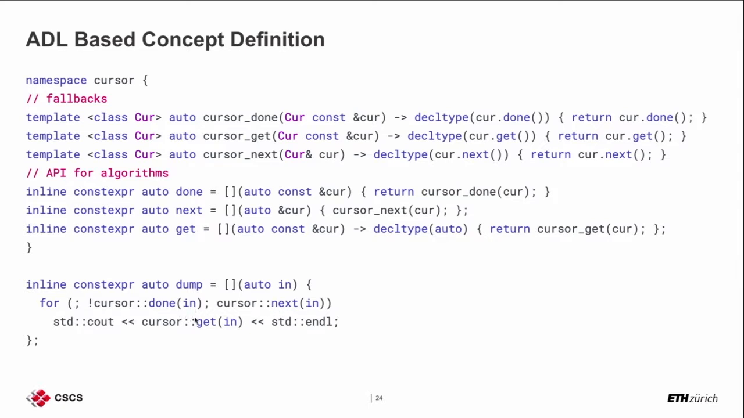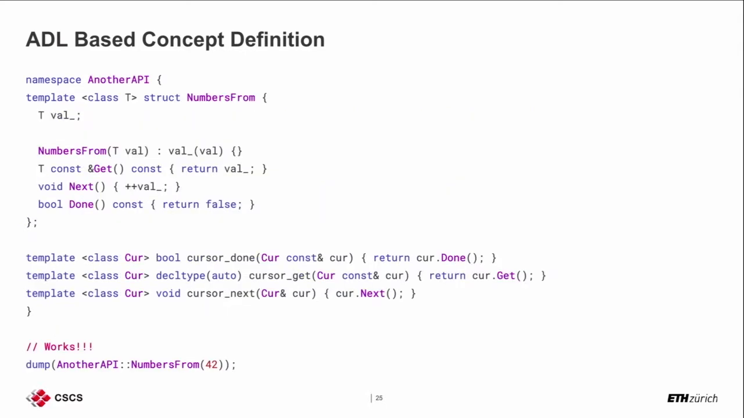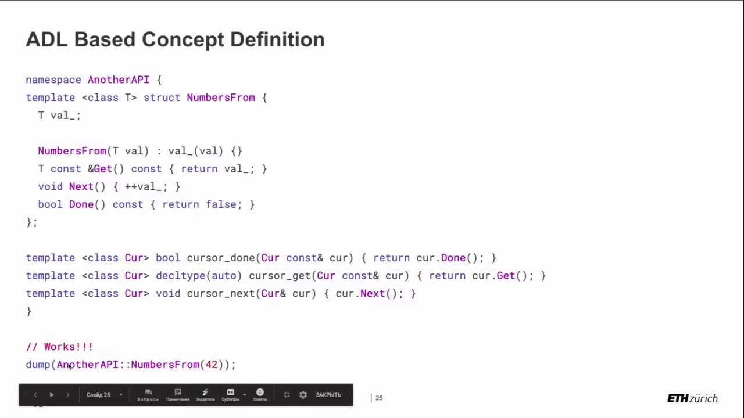We will use those guys to access the concept members. It's almost the same as what we had before. But what can it give us, let's see. Here we define all this stuff for the cursor from another API. And now it magically works.